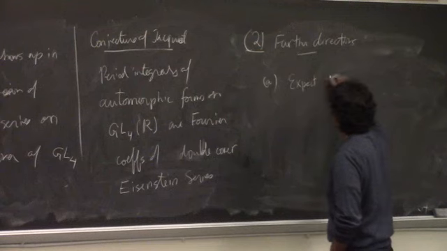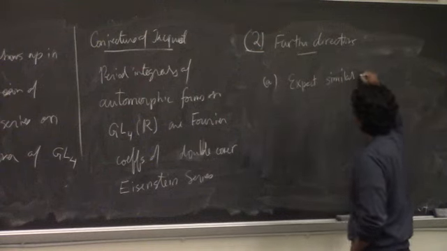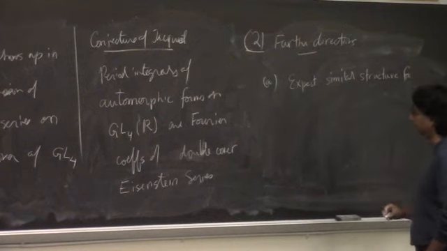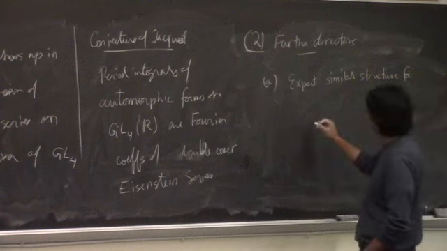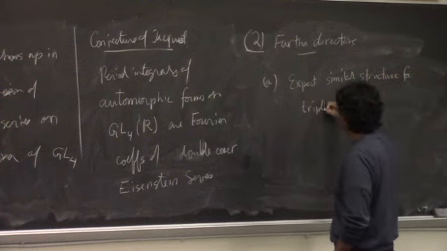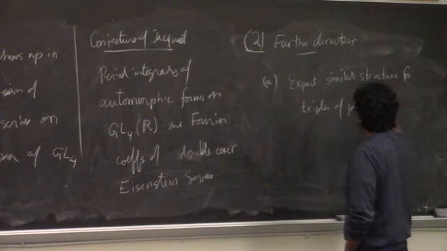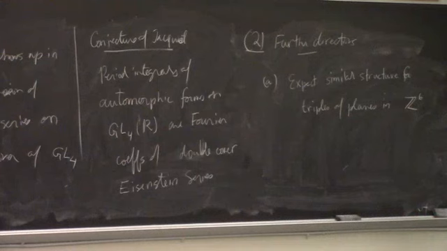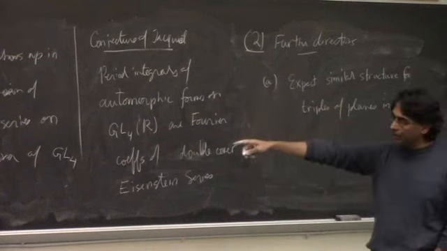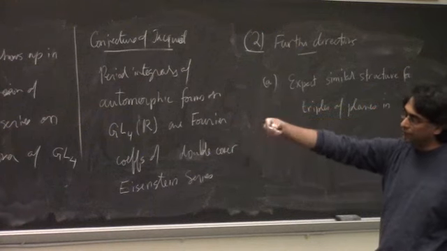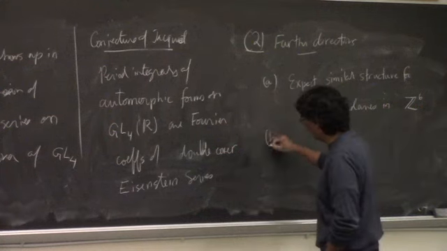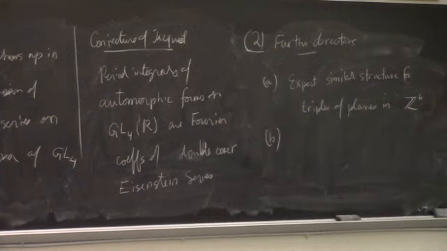Expect similar structure for triples of planes in Z6. Similar structure means a connection to class groups and the ability to count these things explicitly. Maybe I would say some things that are a little more interesting rather than dwell on that.